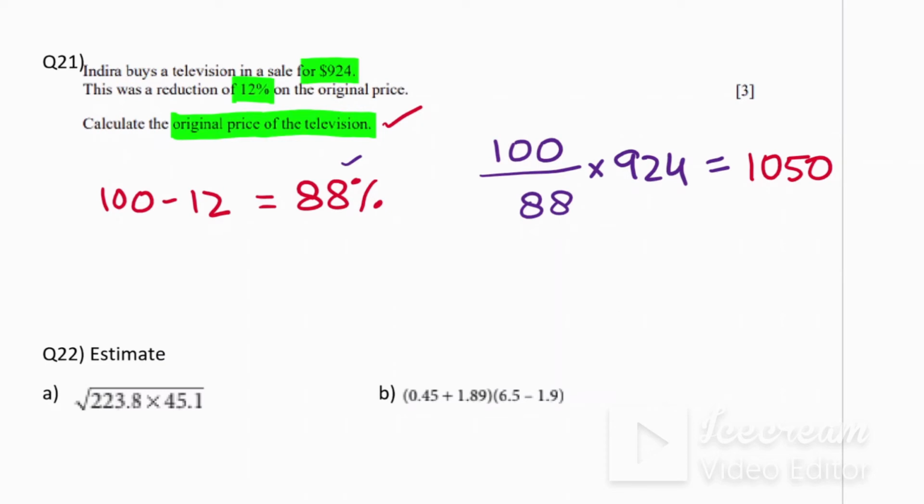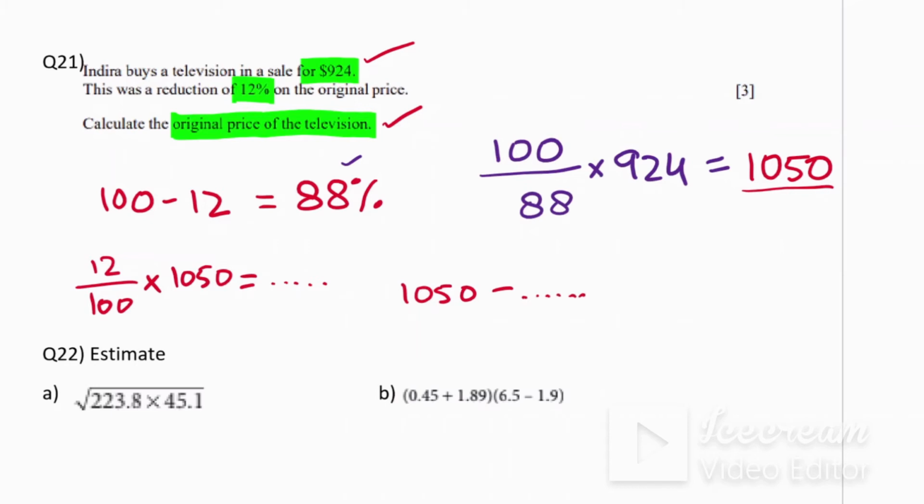You can also recheck if you find time. You can find out whether this answer is correct or not. How? You can find 12% of 1050 and then subtract it from 1050. You will find this price back. In this way, you can also check your answer. Whenever you subtract, you will get back 924. This is only for checking if you want.